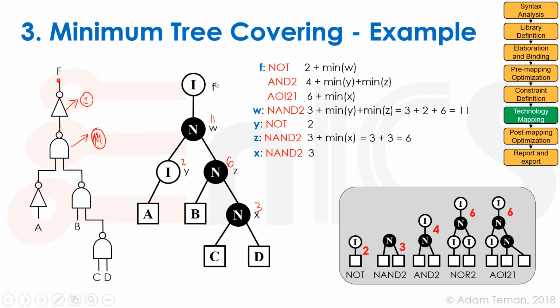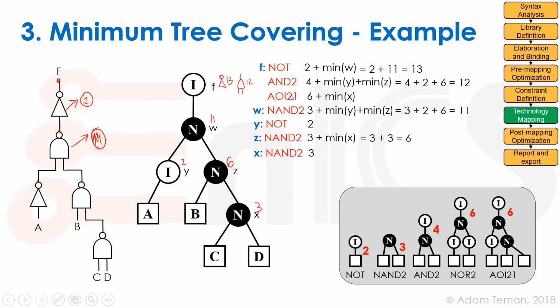Okay, next, if we would have mapped the whole thing, just the F, to a NOT gate, right? Then we have 2 plus the minimum of W, 2 plus 11. That would equal 13. So one possibility, if we would put a NOT gate up here, we would get to a cost of 13. Okay, the other possibility is to take an AND gate here, put it on these two guys. In that case, we have 4 plus the minimum of Y, which is 2, plus the minimum of Z, which is 6, and we get to 12. So if we would have put an AND gate over here, we would have had 12 as the cost.